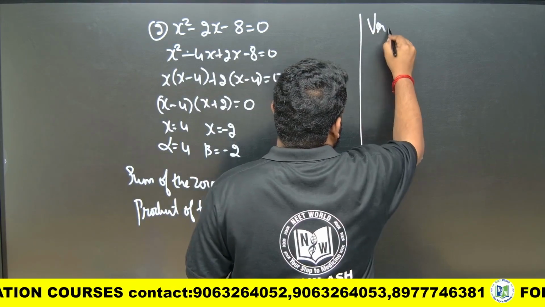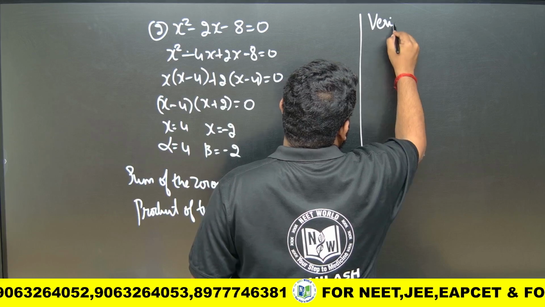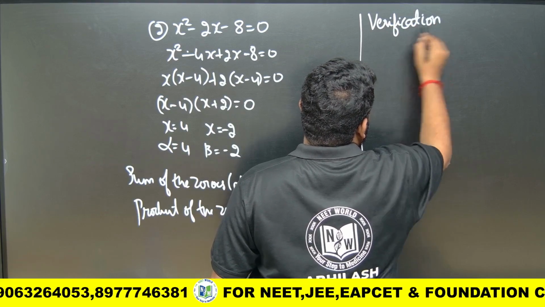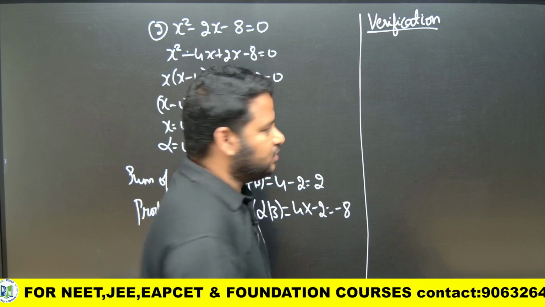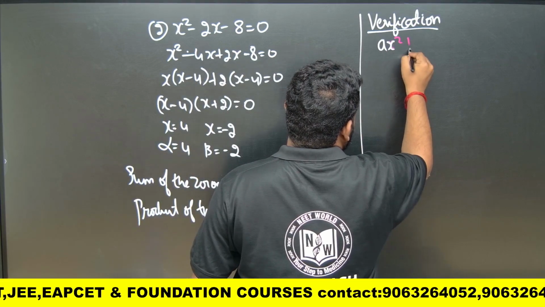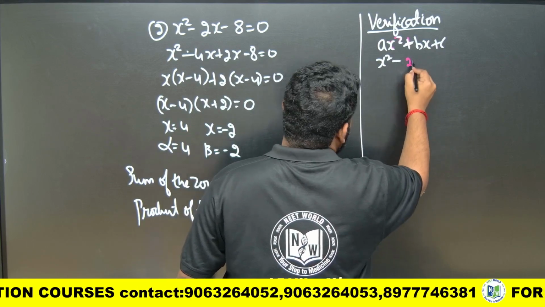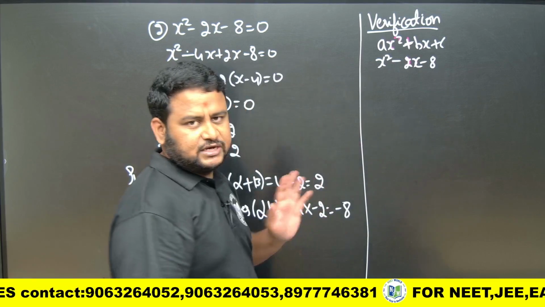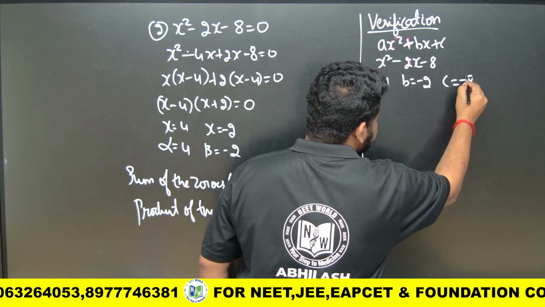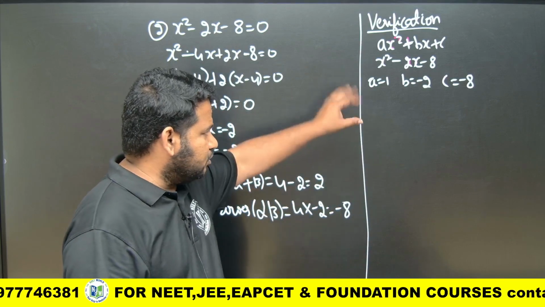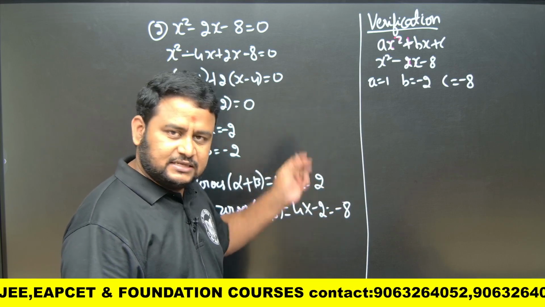So let us verify. Verification, let me write it. First of all, I should write the standard polynomial, the general quadratic polynomial, ax square plus bx plus c. Then I will compare with the given question, x square minus 2x minus 8. If I compare, I get a is equal to 1, b is equal to minus 2 and c is equal to minus 8. This is very important to write down so that you get correct values of a, b, c. Otherwise, you may go wrong while verifying. Even though it takes hardly 30 seconds, just do it.